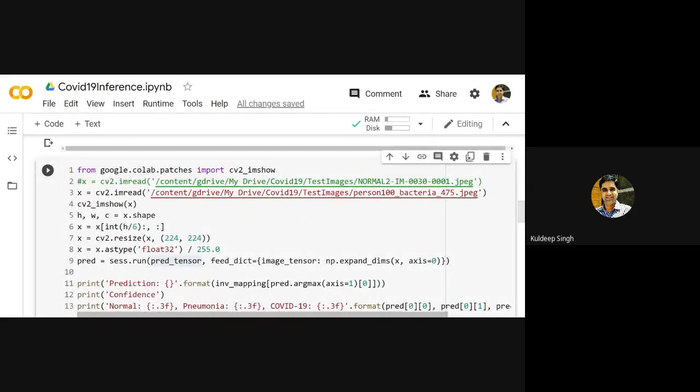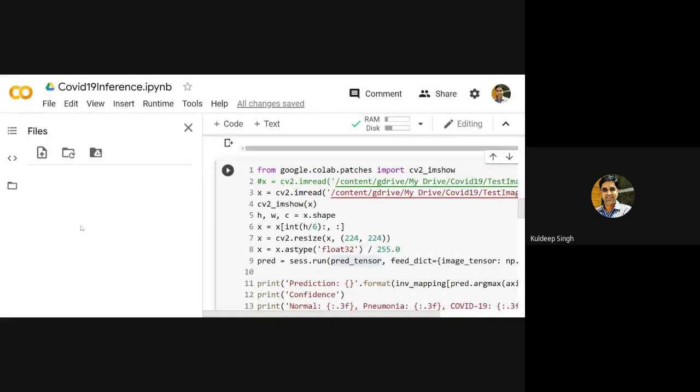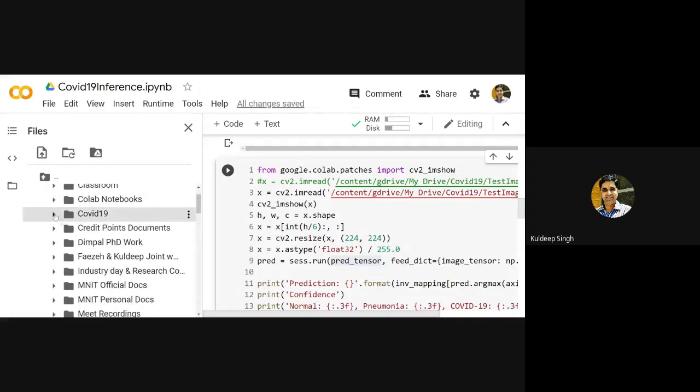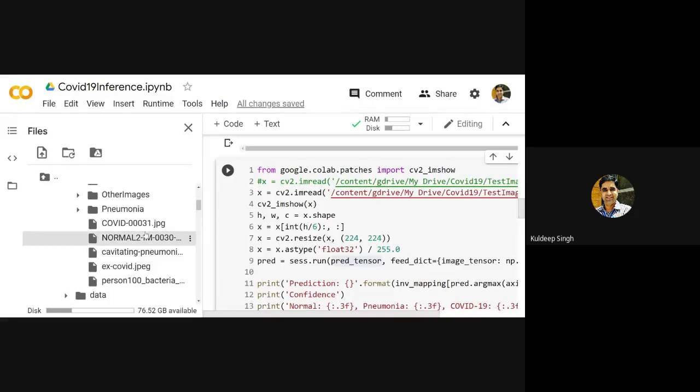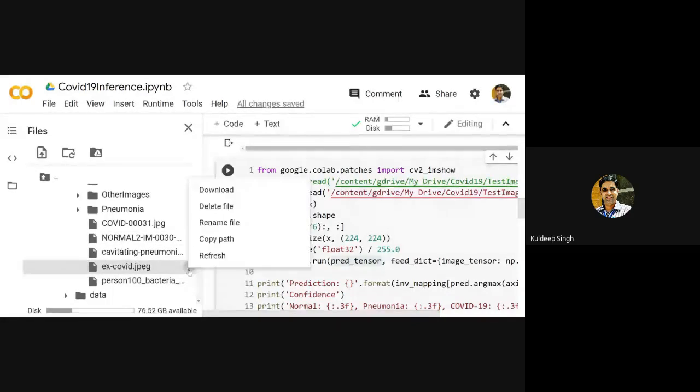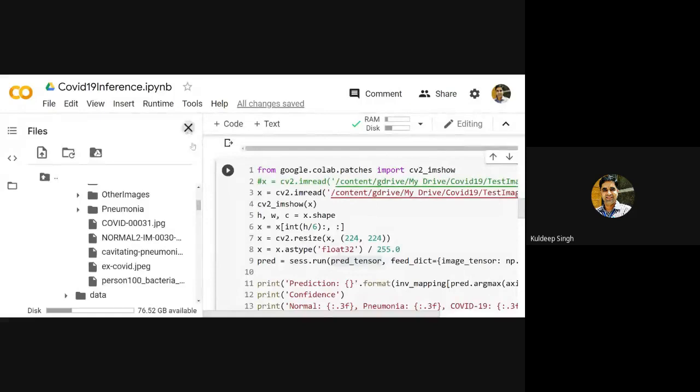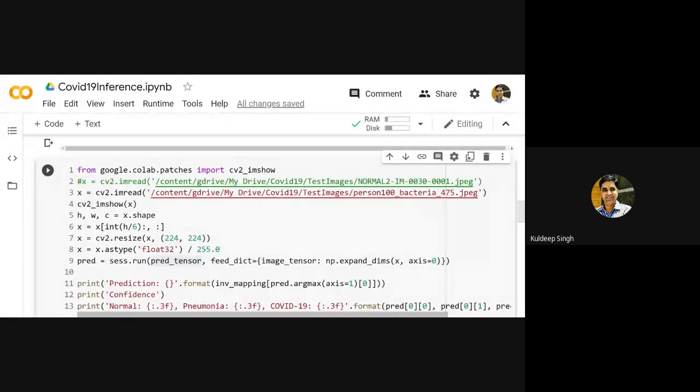Now, what I will do is I'll take another image for testing. In my drive COVID-19 folder, I have test images, and from the test images, suppose this, let's take this image. So we copy this path and paste it here. Now instead of the earlier image, we are using this image. So let's run it again.